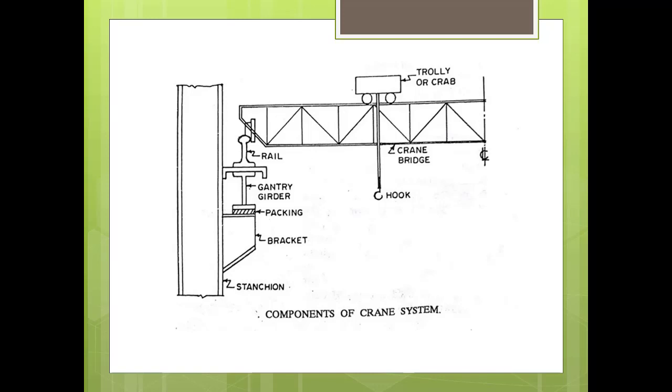Then the gantry girder is subjected to rolling loads also, in the form of two concentrated wheels which are spaced at a fixed distance, b, small b. We will denote it as the distance between the wheels.